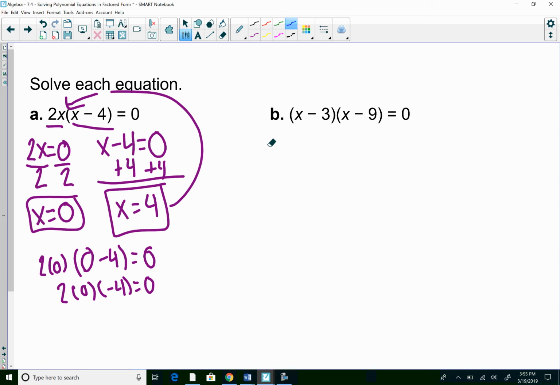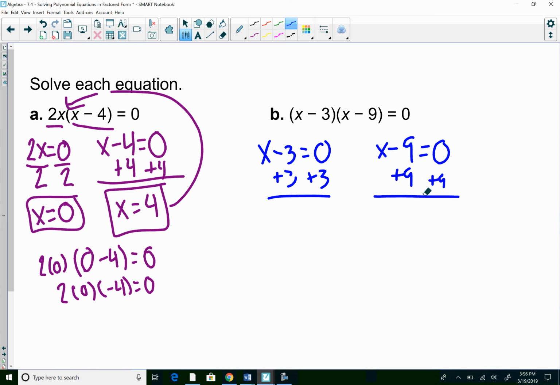Okay. For problem B, same exact type of problem. You're setting each piece equal to 0. X minus 3 equals 0, x minus 9 equals 0. You've got one-step equations now. Go ahead, add 3, add 9, solve. So one of your solutions is x equals 3, and one of your solutions is x equals 9.